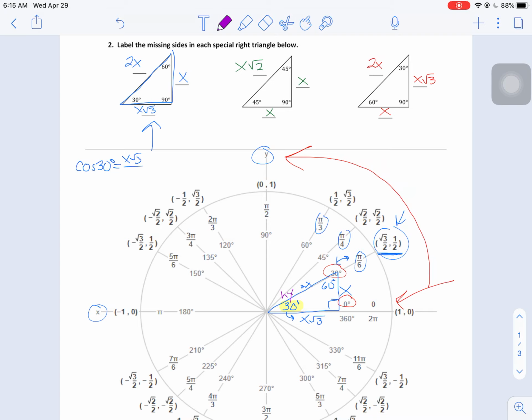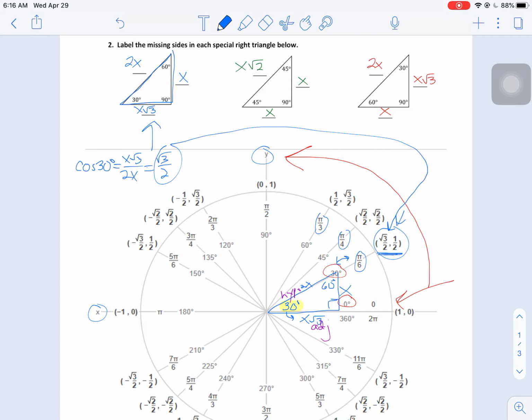So the hypotenuse would be right here. So this is the hypotenuse, and this is the adjacent side. So x root 3 over 2x. When you simplify that, you get root 3 over 2. So root 3 over 2, you'll notice, is right here. So that's where that root 3 over 2 comes from. It's the cosine of the 30-degree angle.